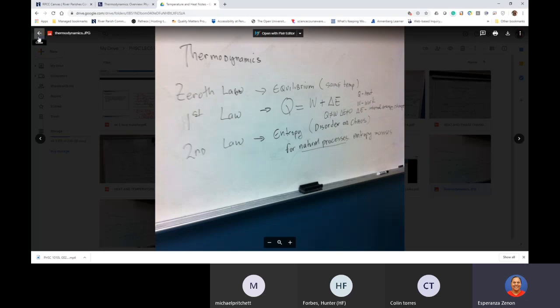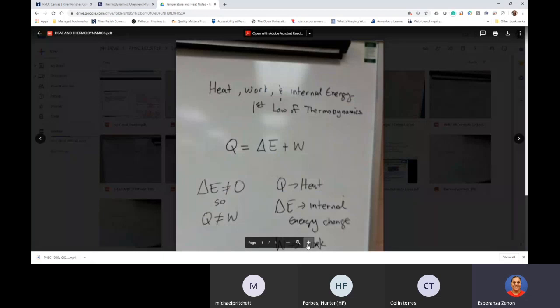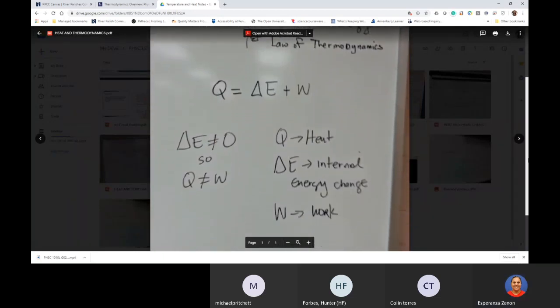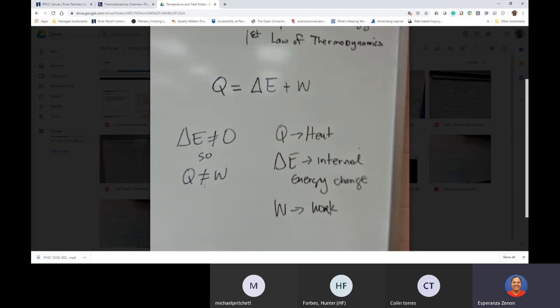And so then, since I want you to focus more on the first law, I summarized it for you as well. And that is Q equals delta E plus W. And so since delta E can never be 0, Q can never equal W. That's the first law of thermodynamics.